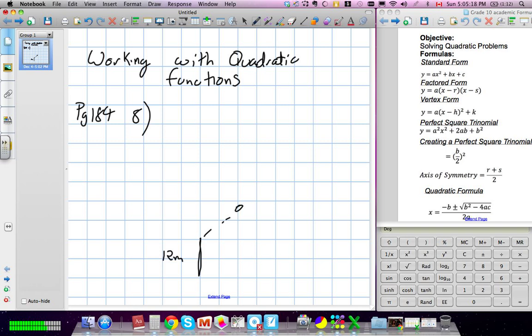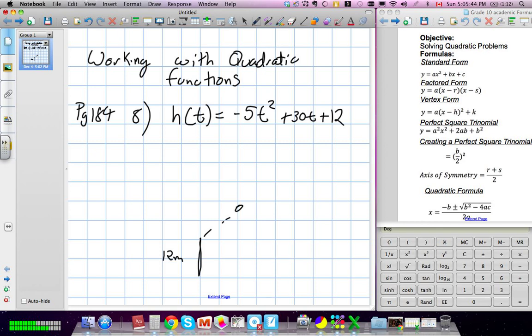The height in meters of the disk, h at t after launch, is modeled by this function. So our function is h at t, which represents the height of the disk after its launch, is equal to negative 5t squared plus 30t plus 12, where t is time in seconds.